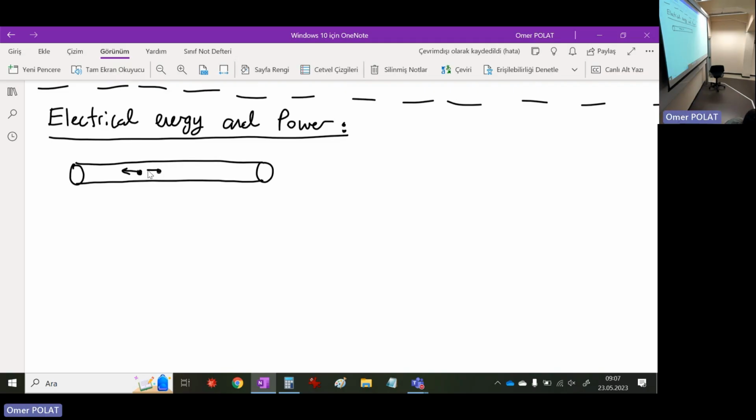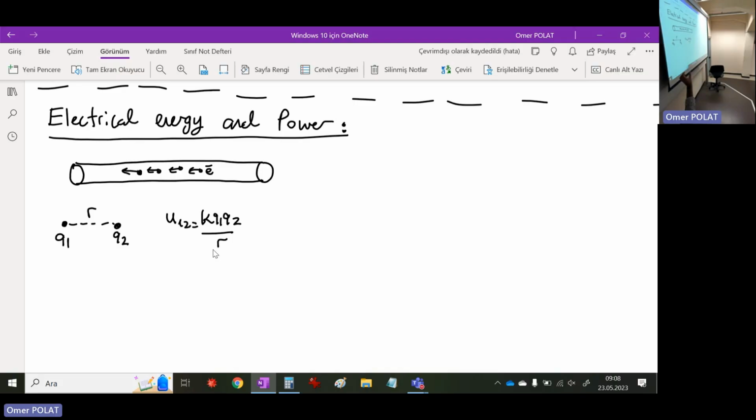So electrons are moving and each electron carries some energy. Let's remember the energy potential relation we explained in previous chapters. We describe electric potential energy between two charges, Q1 and Q2. What is the energy of the Q1, Q2 charge system? It is k Q1 Q2 over R.